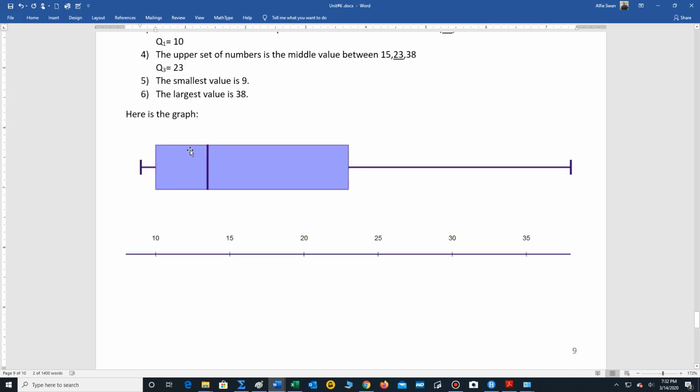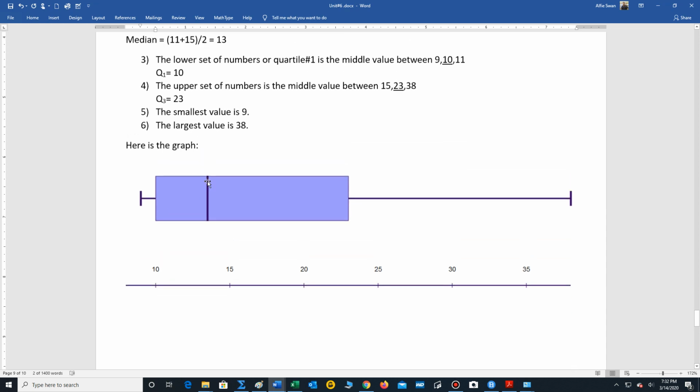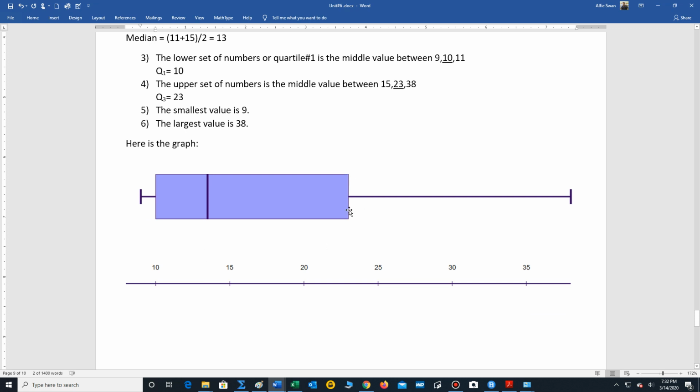So now when we draw this box plot, this edge will correspond to Q1. So Q1 is 10. This edge will correspond to Q2, which is 13. This edge will correspond to Q3, which is 23. And then around these edges we draw the box. So remember, each edge, Q1, Q2, Q3, and you construct the box around those edges.